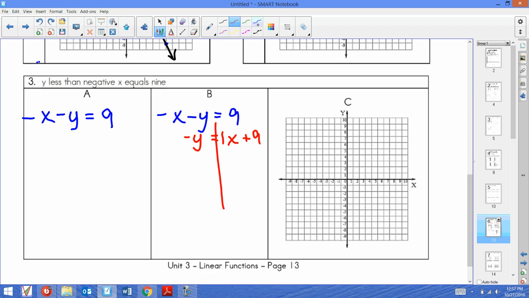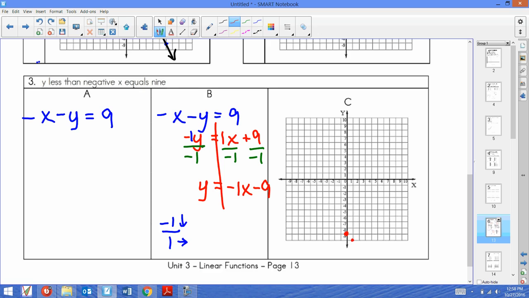We're almost there. This is a negative 1y. So what I need to do to all of my terms now is divide everything by a negative 1. I don't want a negative y. I just want plain old y equaling my negative 1x minus 9. That's what I got after I divide. So my slope is negative 1, but I write that over 1. So down 1 to the right 1, begin at negative 9.